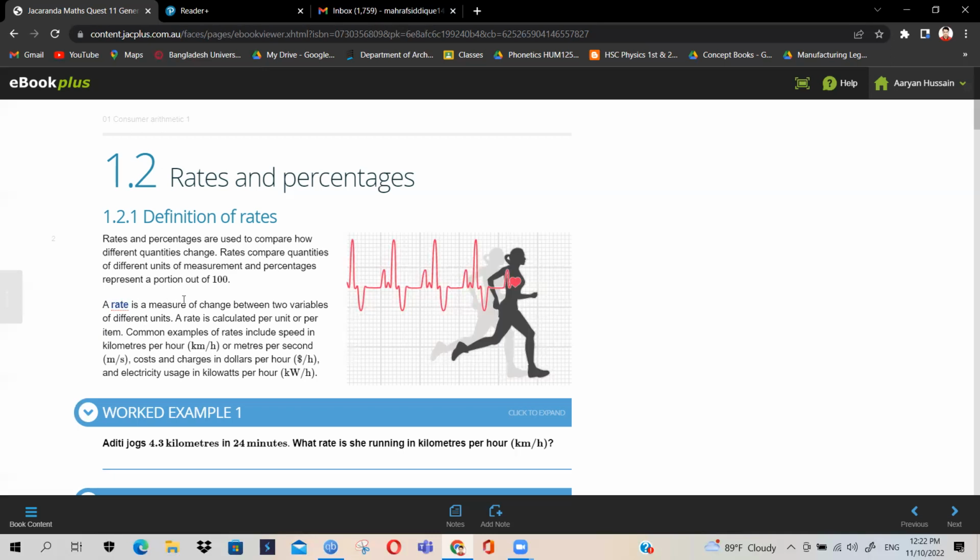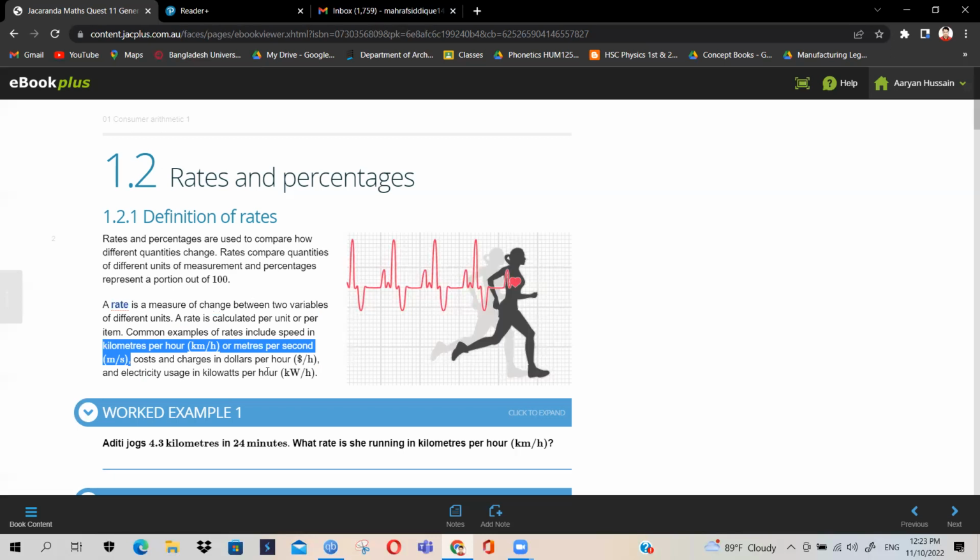A rate is a measure of change between two variables of different units. A rate is calculated per unit or per item. Common examples of rates include speed in kilometers per hour or meters per second, costs and charges in dollars per hour, and electricity used in kilowatts per hour, like that.